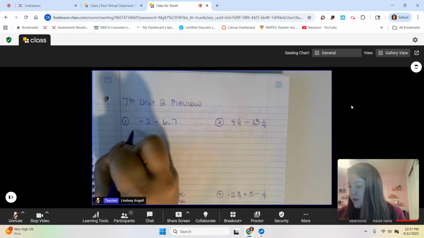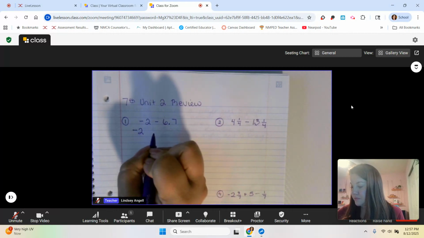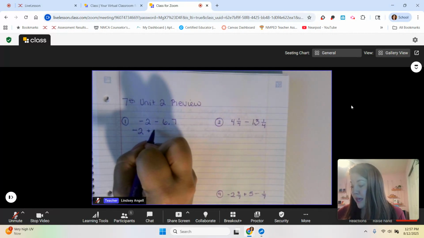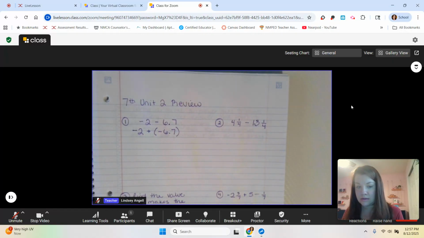We can also rewrite this. This is the same thing as -2 plus -6 and 7/10. And when it's set up like that, we can use the rules for adding integers. If you look on my message board, there's a screenshot of the rules for you. So hopefully that can help too.